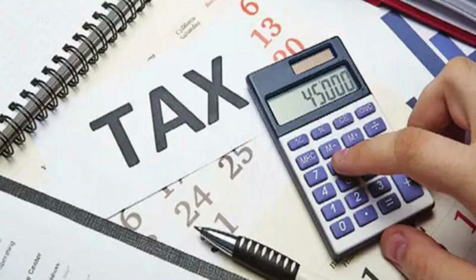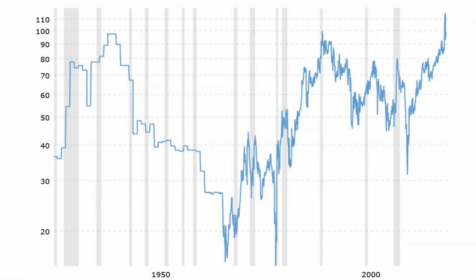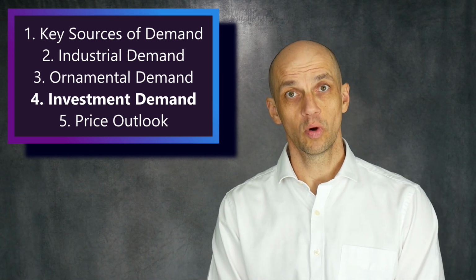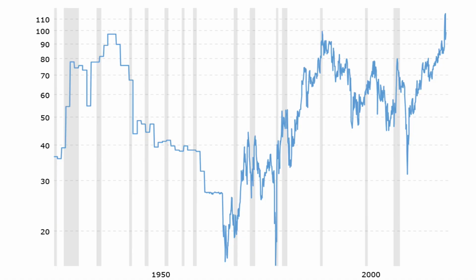Now, financial repression and the gradual transfer of wealth from the private sector to the public sector is enormously bullish for silver's investment demand. Now, if we check the gold-silver ratio, we can see that silver remains vastly undervalued compared to gold, depending upon the premiums that you can buy at, of course. And I think that there are reasons as to why we could see this ratio go even higher.